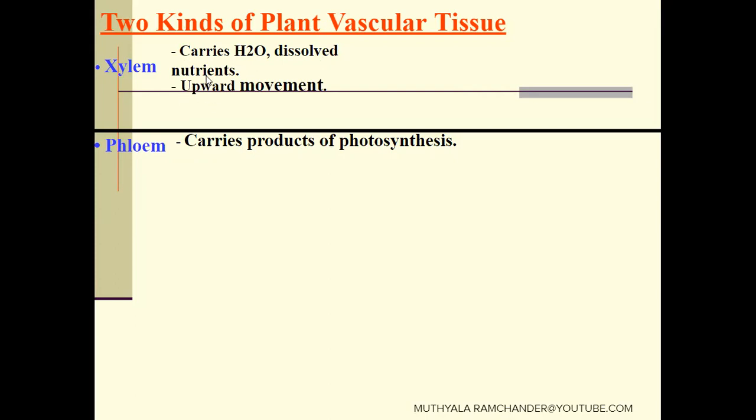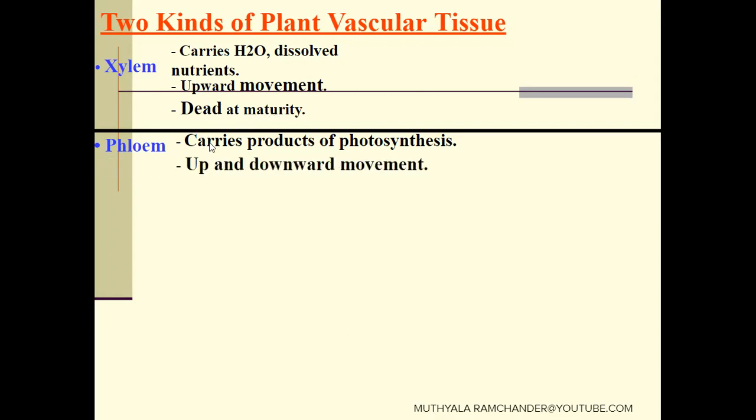Xylem carries water and dissolved nutrients in the upward direction only. And the xylem cells are dead at maturity. Young xylem cells have protoplast or cytoplasm, but mature xylem cells don't have any cytoplasm. So mature xylem cells are called dead cells, dead at maturity.